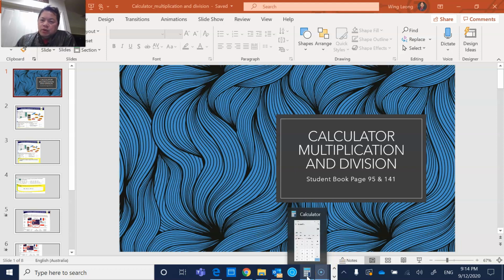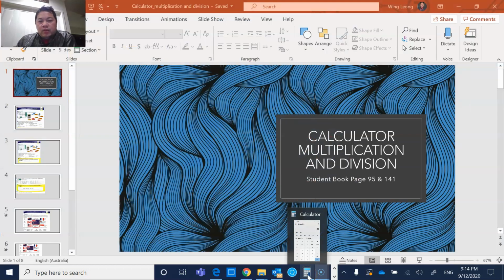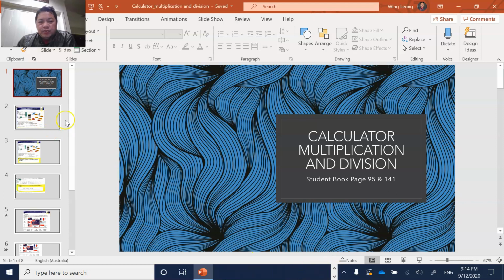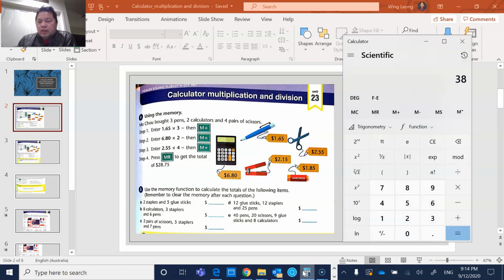I'll make use of a calculator. Pause the video and search for a calculator and start using it. If you do not have one, make use of the one available on the laptop. So your calculator will look something like this.